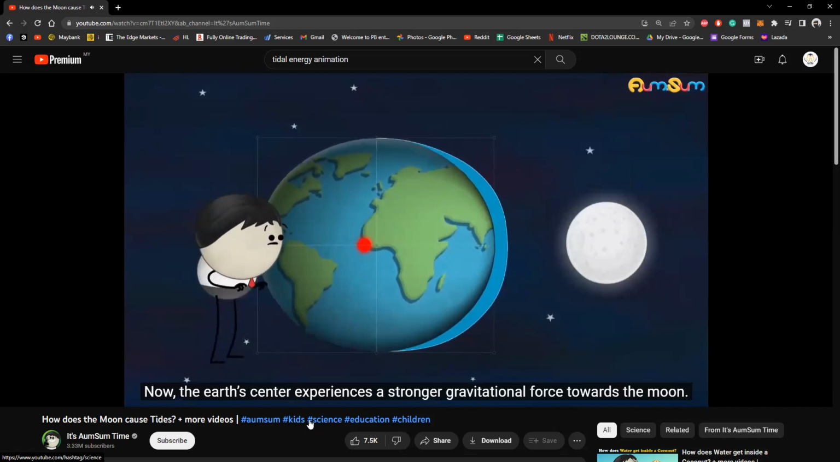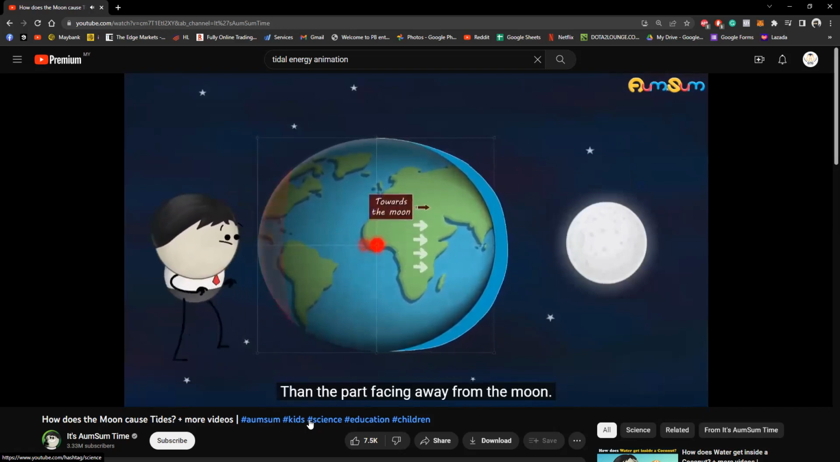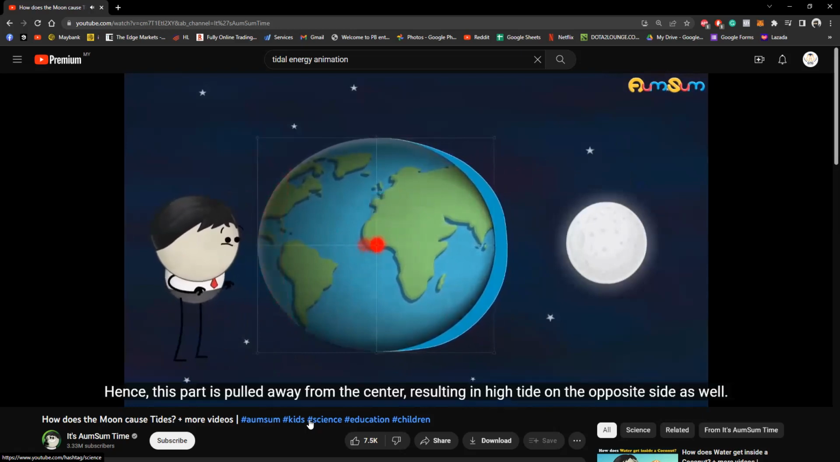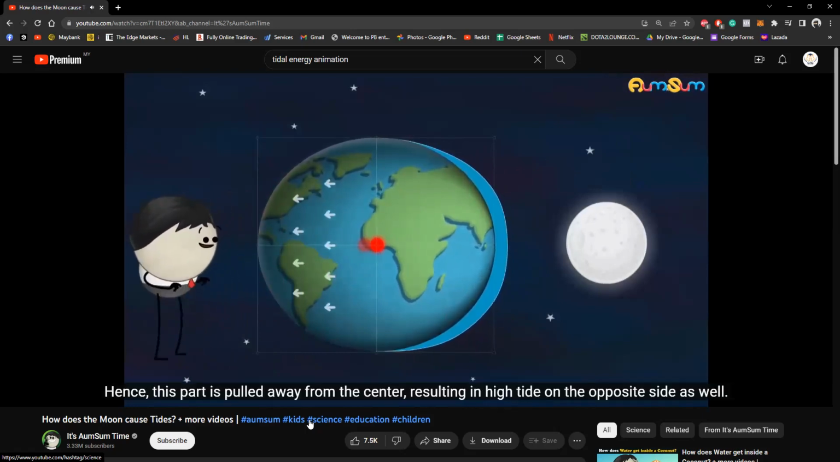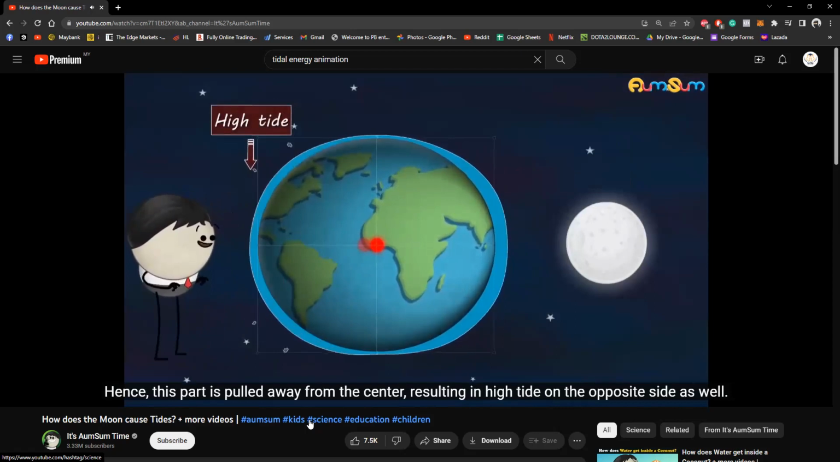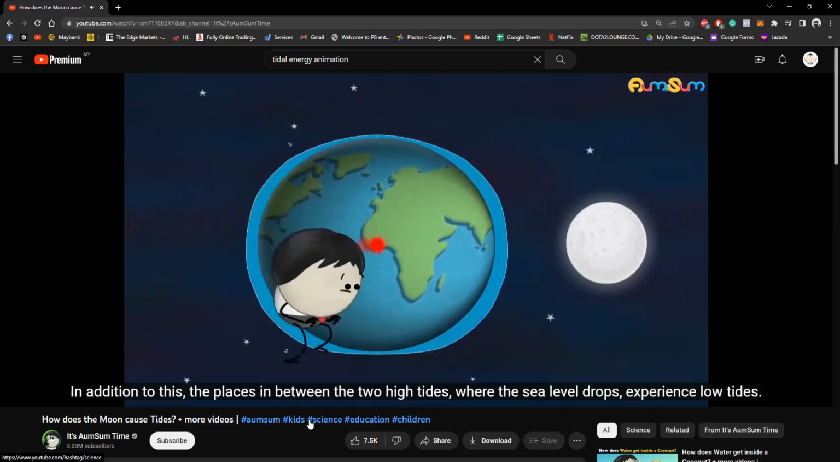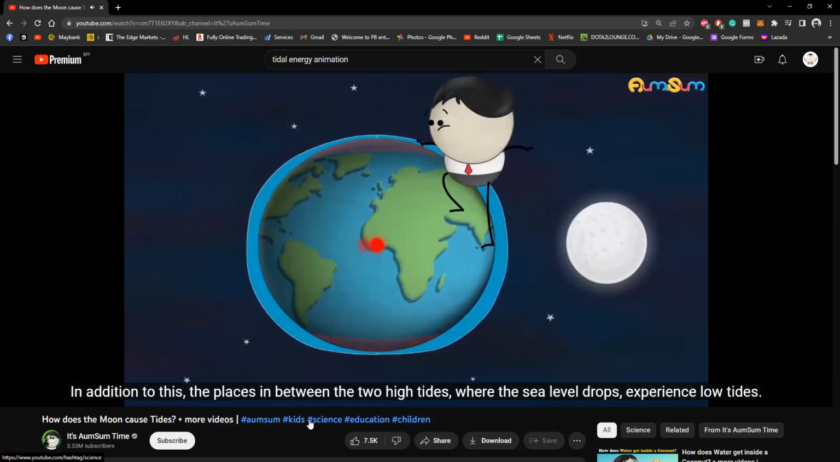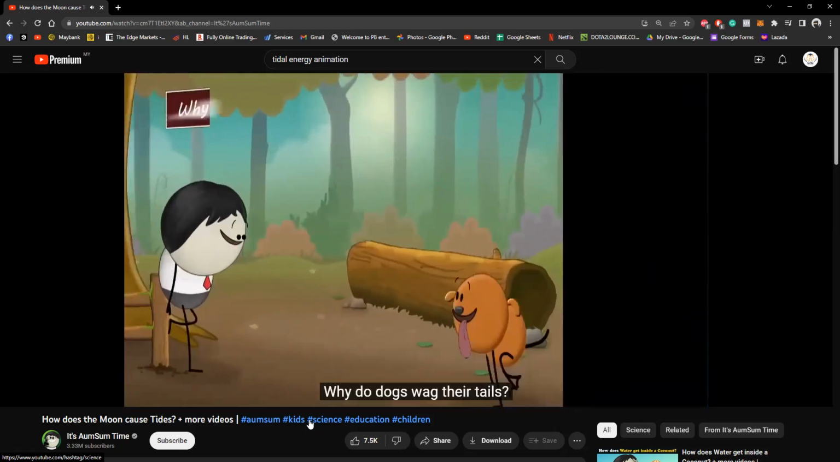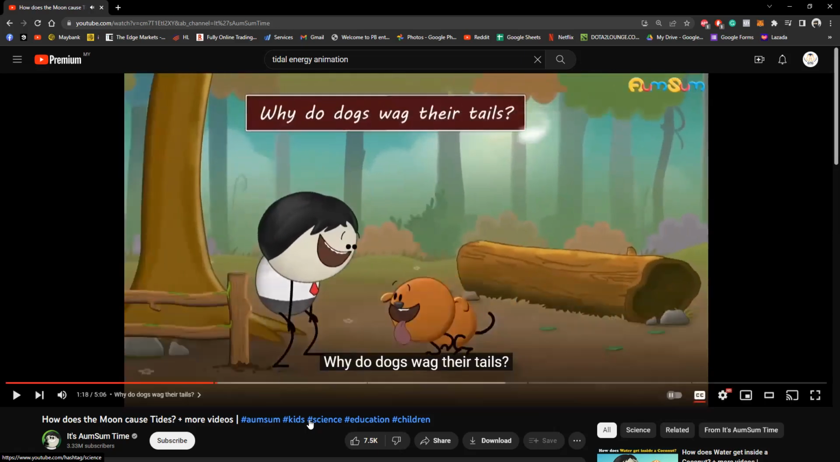Now, the Earth's center experiences a stronger gravitational force towards the moon than the part facing away from the moon. Hence, this part is pulled away from the center, resulting in a high tide on the opposite side as well. In addition to this, the places in between the two high tides, where the sea level drops, experience low tides.